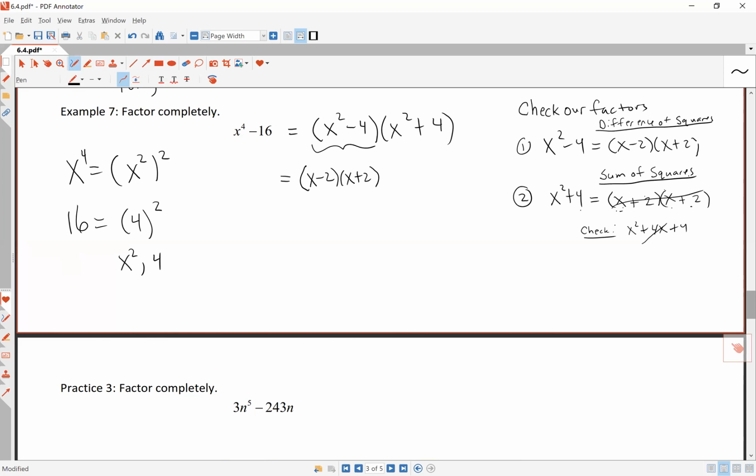So we say that the sum of two squares is always prime. So we just leave something that's prime as x squared plus 4. So difference of squares factors and sum of squares is always prime.